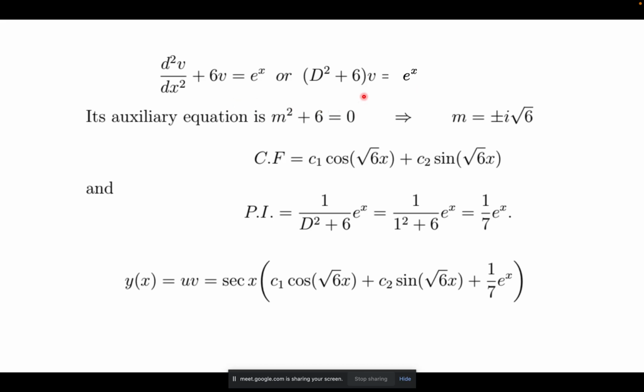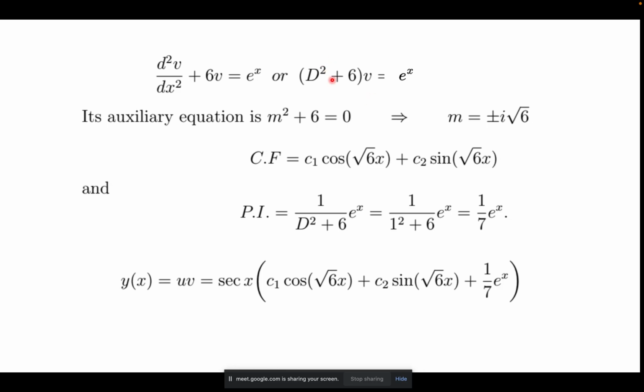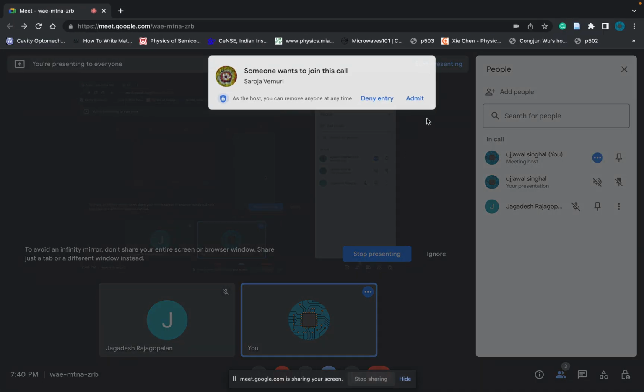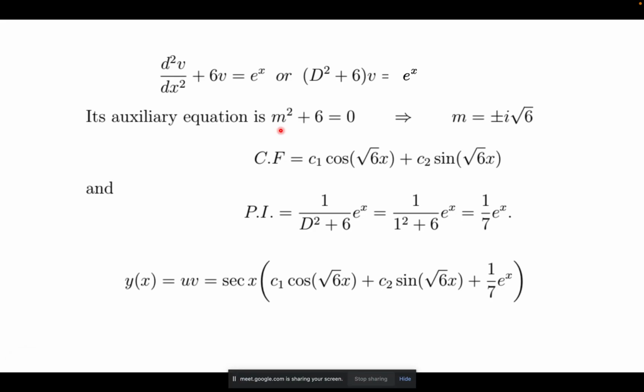What you need to do is again calculate the auxiliary equation of this differential equation. The auxiliary equation is given by m square plus 6 is equal to 0. From here the value of m will have two complex roots. When you have complex roots, the complementary function is written as c1 times cos of the complex part, where the complex part is root 6. So you have c1 times cos root 6x plus c2 times sin root 6x.